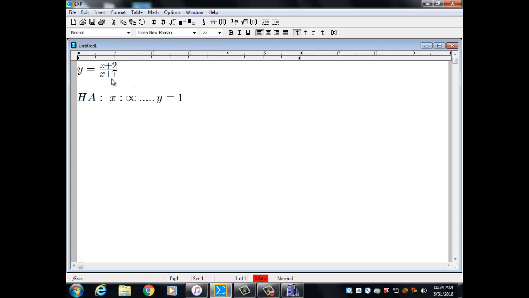Now, what I'm saying here, Chloe, is I'm not saying that this is equal to 1. I'm not saying that. I'm saying that infinity plus 2 divided by infinity plus 7 will approximate 1. Why? Because at the end of the day, adding 2 to a really, really large number isn't going to change much of anything. Do we agree?